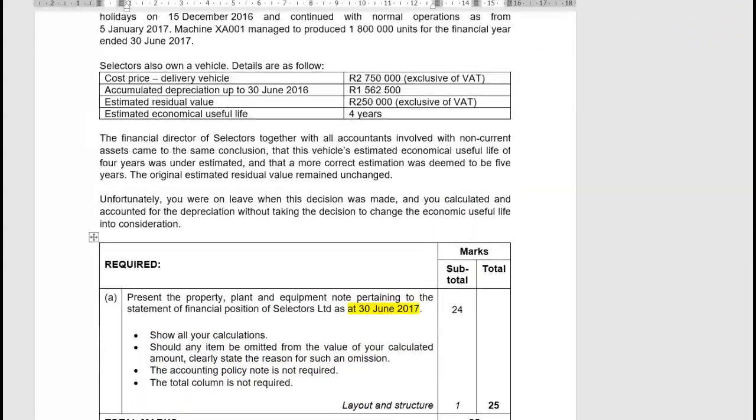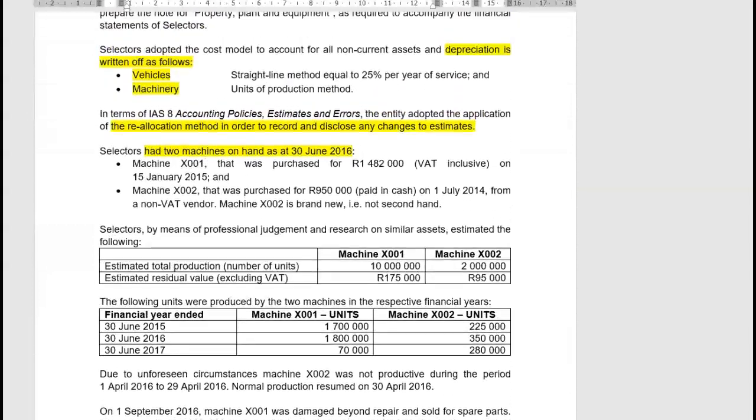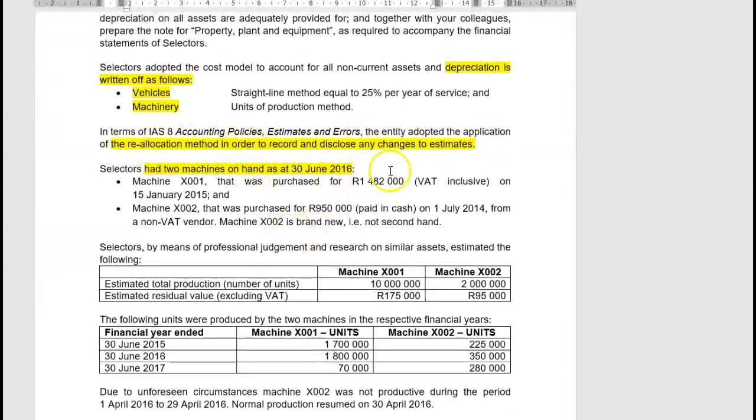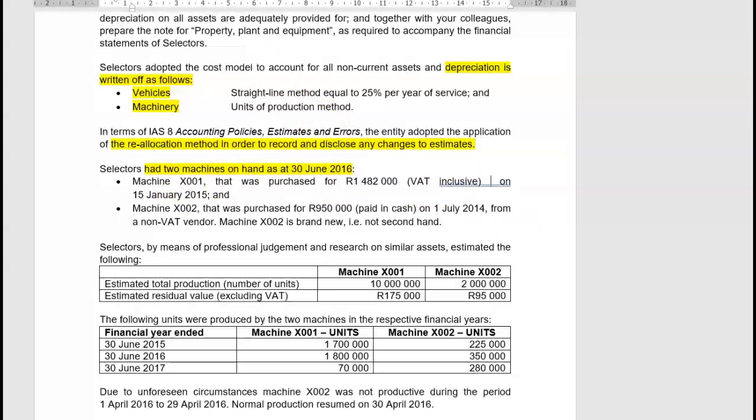Good, so if we go back here, we know that we are busy with the 2017 year. And here they give us the information as at the beginning of the current financial year. Machine X001 was purchased for 1,484,000 VAT inclusive. Let's immediately take out the VAT. We are a VAT vendor, we would have claimed the VAT. So the VAT exclusive amount would have been 1.3 million on 15 January 2015.